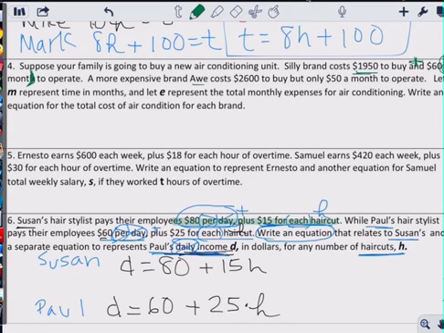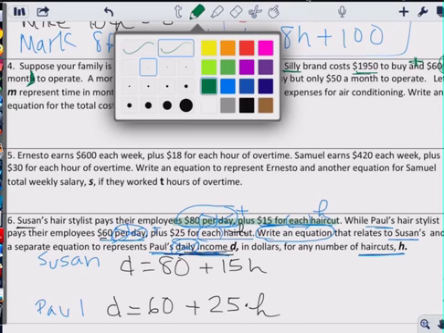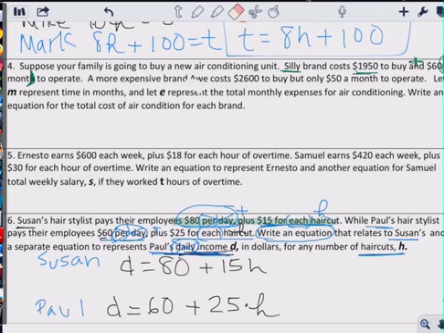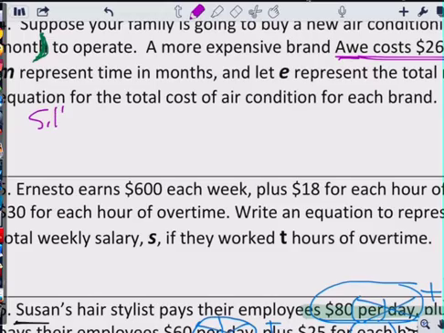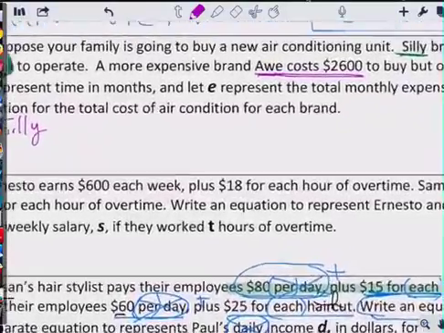So okay, this one is Silly. I'm going to use a different color, I'm going to use purple. Costs this much to buy, but only $50 to operate. So another with $50 a month. So it's cheaper monthly because it's a better air conditioner. Okay, so Silly costs $1,950, and the other costs $2,600.